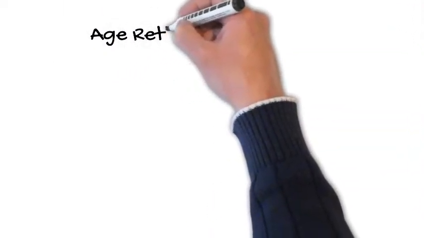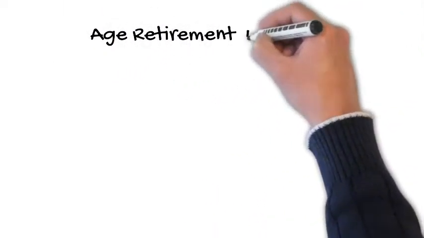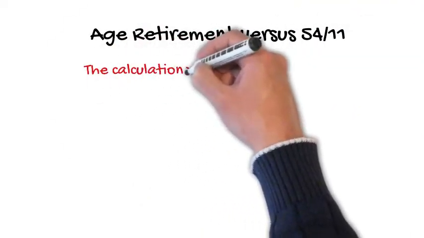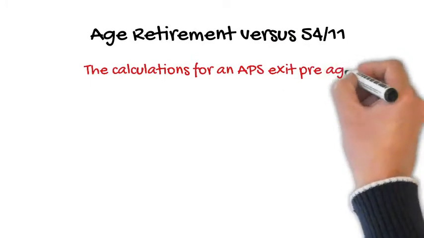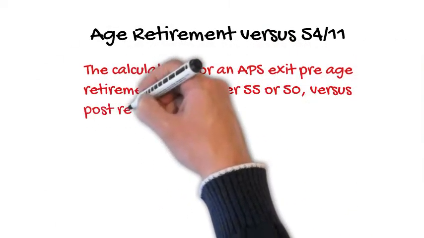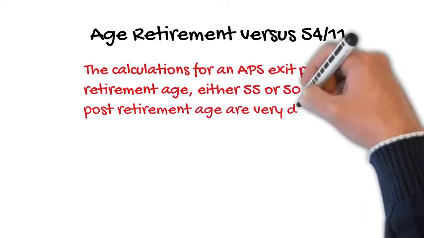The calculations for your CSS lifetime indexed pension will depend on whether you have taken an age retirement or a 5411 type calculation. And it's important to understand that they are entirely different to each other. And we'll now cover off on this through this video.